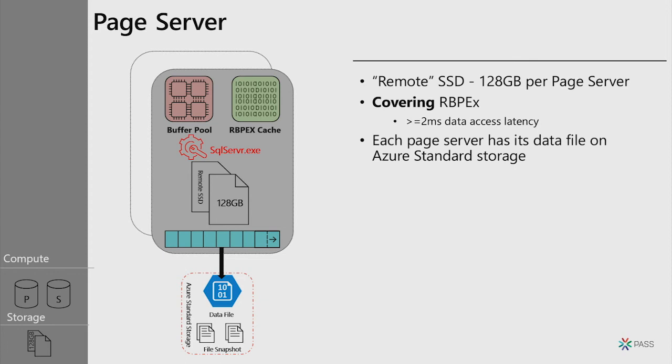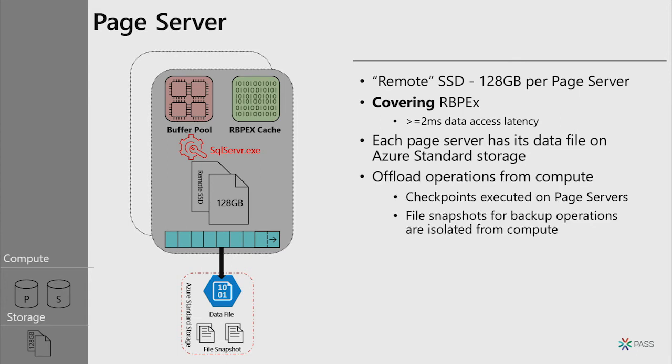Each page server corresponds to a single database file. So if you look at sys.database files, you have a file for each page server, which is 128 gigs. And each of those page servers correspond to a file or blob on Azure storage. So there's a corresponding blob on Azure storage for that page server. And then, like we said, checkpoints are offloaded to page servers. Backups are offloaded to page servers. They're not done on compute.